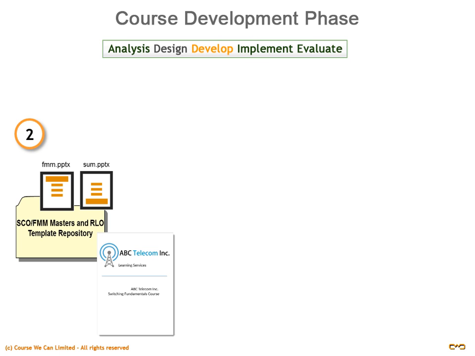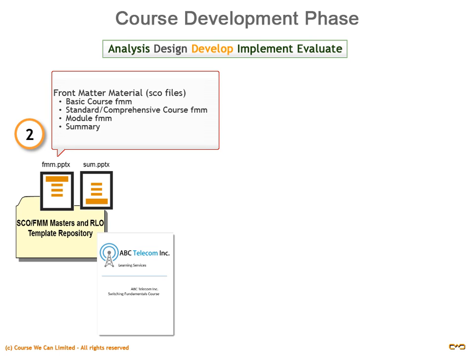CourseBuilder provides our clients with working samples of front matter material masters that can easily be modified to your own style and format. Typically, there are two types of front matter material files for the three types of course style we can construct in CourseBuilder. These are the basic course and the standard and comprehensive course. In addition to course front matter material files, we have a module front matter material file, and for the basic course and modules, we would create a summary master file.